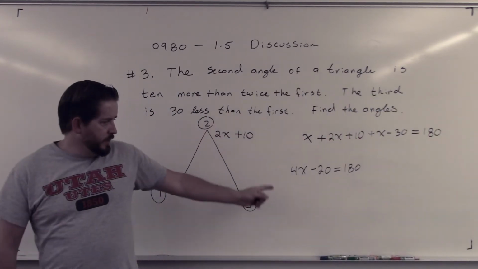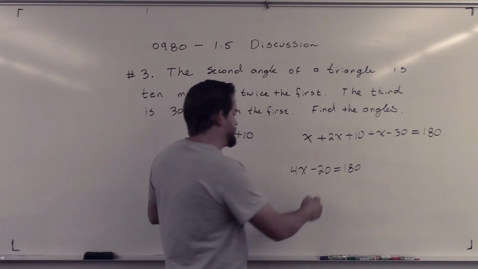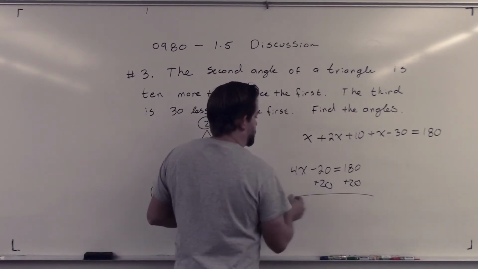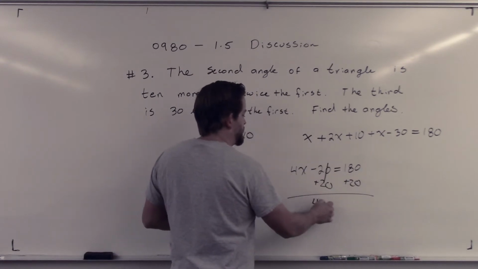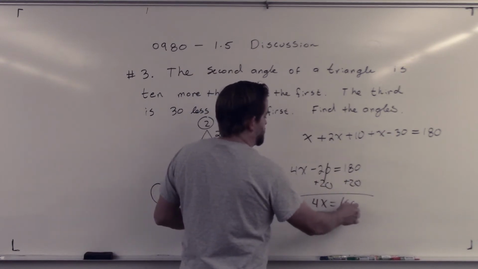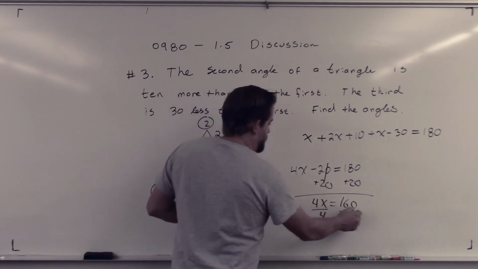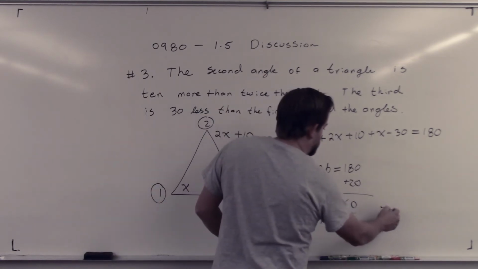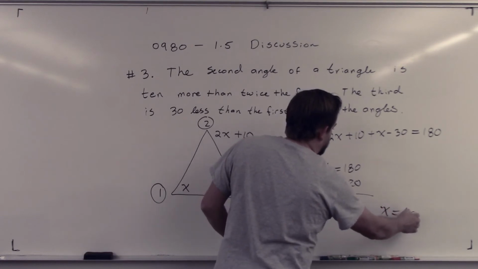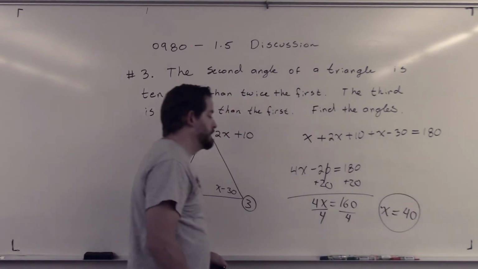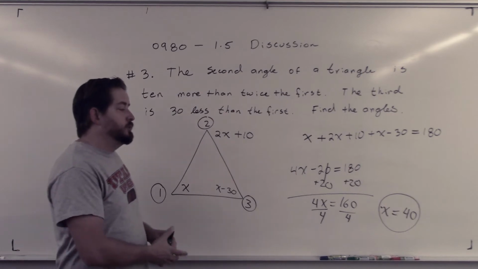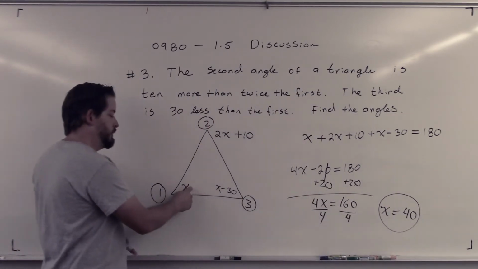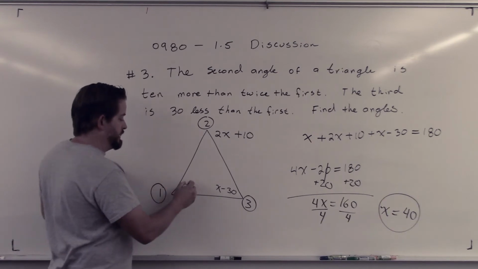I'm going to get the 20 off of the left-hand side by adding it to both sides. That leaves me with 4x equals 160. And divide by 4 gives me x equals 40. So that doesn't answer the whole question, that just solves what x is. The answer to the question is angle 1, which is just x, is 40.